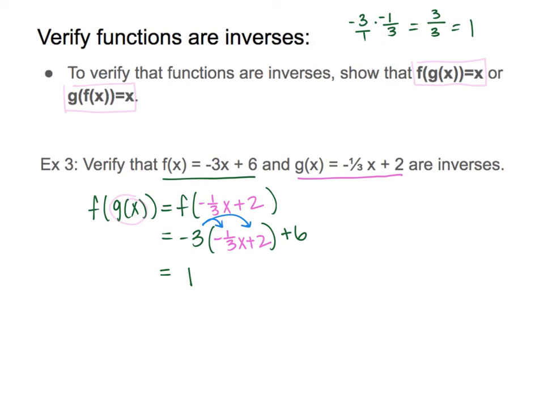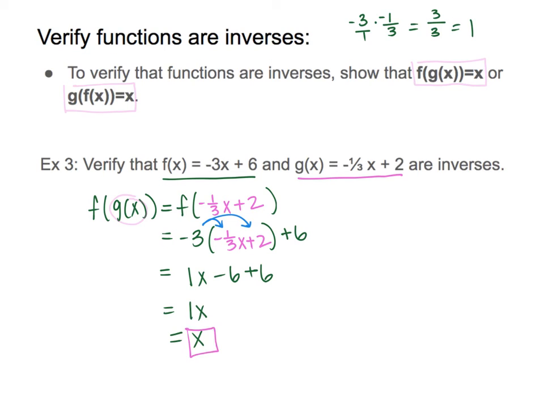So that's a positive 1, but there is an x here, so I need to bring down an x. Then negative 3 times 2 gives me a negative 6, and then I have to bring down this positive 6, so that's a positive 6 down. Notice how these two terms cancel, because that's a negative 6, that's a positive 6. So all I'm left with is 1x, or in other words, I'm just left with x.